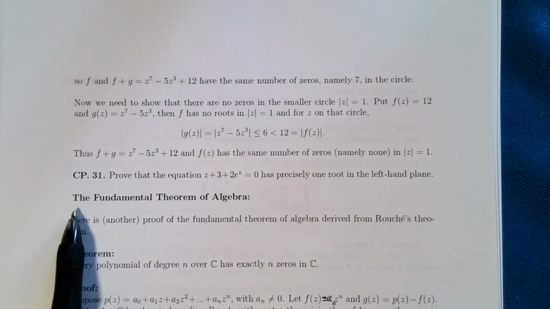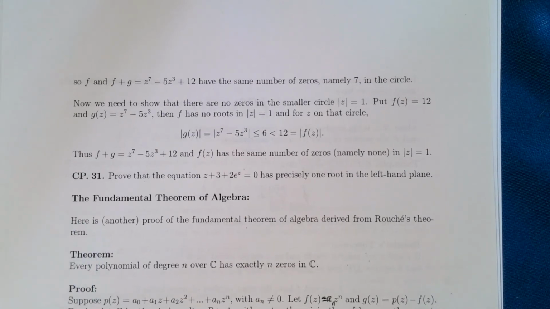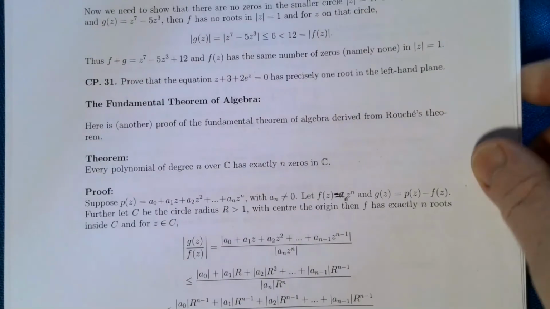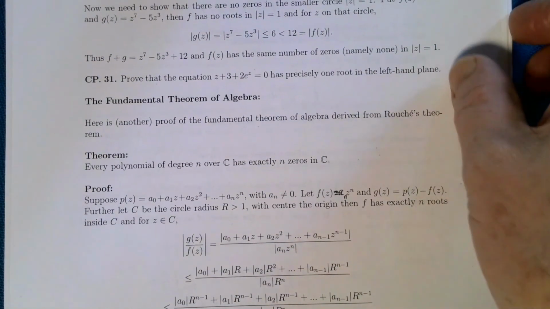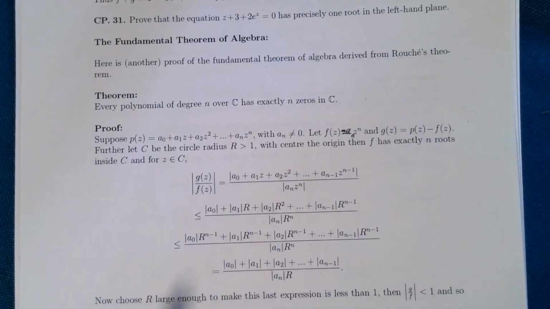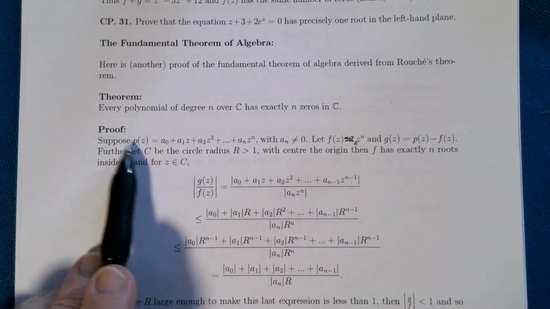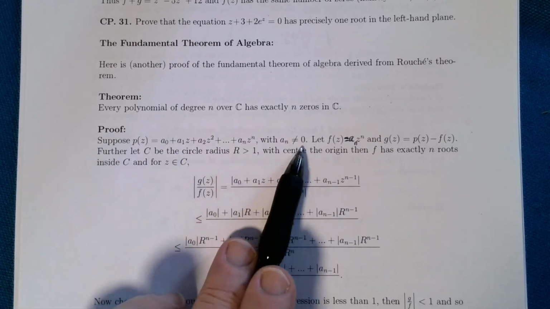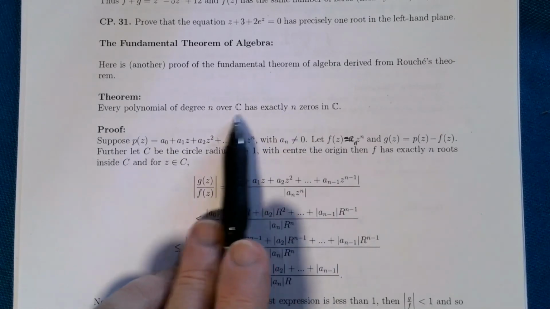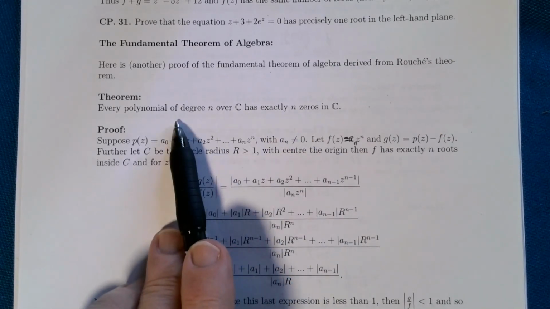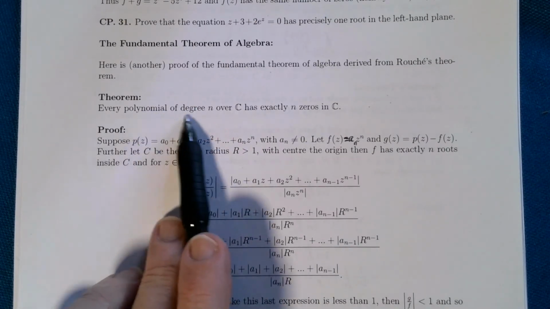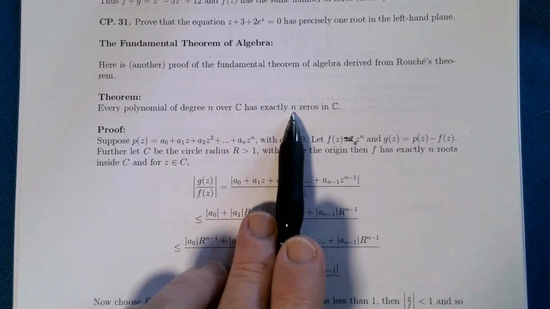Okay, so out of this also we get yet another proof of the fundamental theorem of algebra, which is rather nice. So here's another proof that can be derived from Rouché's theorem, fairly easily in fact. So again, we start off with our polynomial, and we're going to assume the a_n is not 0, of course. And I want to prove, in fact, the fundamental theorem of algebra says there's at least one root inside here. This is slightly stronger. It says that every polynomial of degree n over C has exactly n zeros in C.